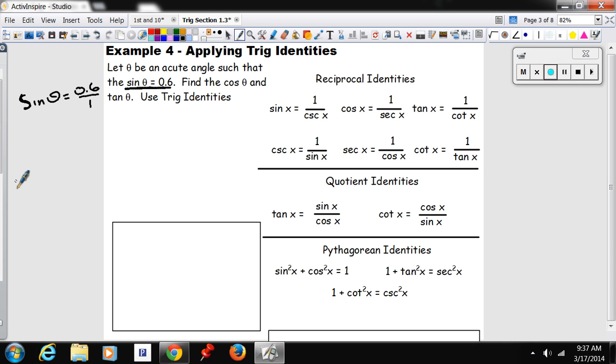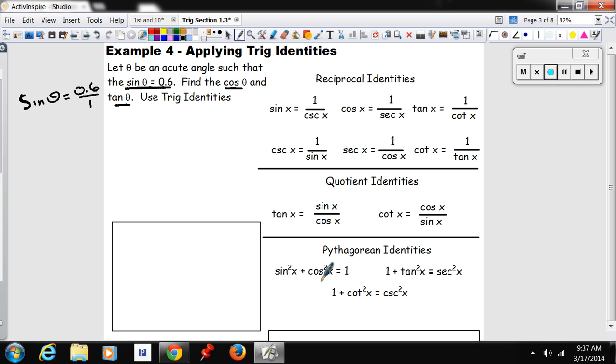Now, they want us to find the cosine and the tangent. They first want us to use the identity. So do you see an identity on this board right over here? An identity that just has sine and cosine in it, and nothing else. Not a reciprocal identity. Not a quotient identity. Right here, you've got this. This has a sine and a cosine in it. It has nothing else in it but a sine and a cosine.